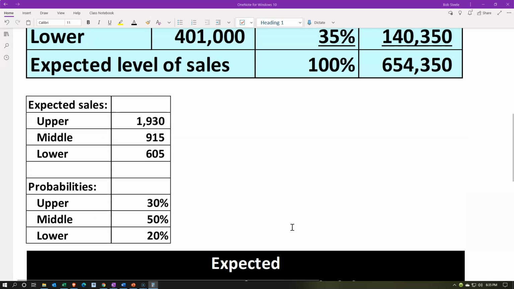So let's do this one more time. We're going to say, all right, what if the upper limit is 1,930? The middle is 915, and the lower is 605. Then we're going to weight this out. These sales are going to be dependent on, say, the economy.